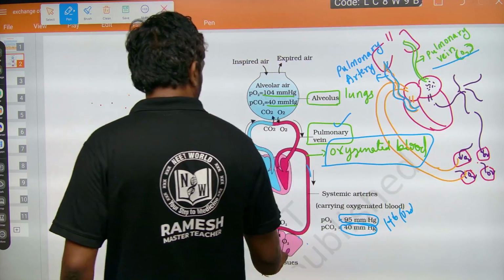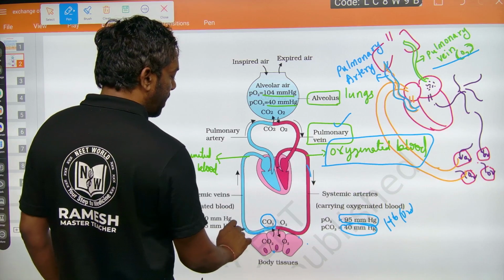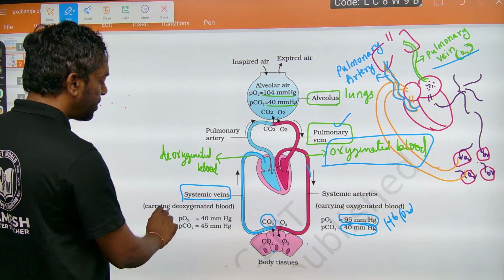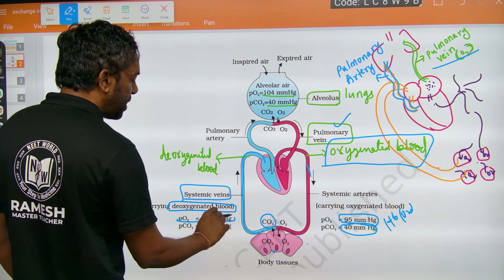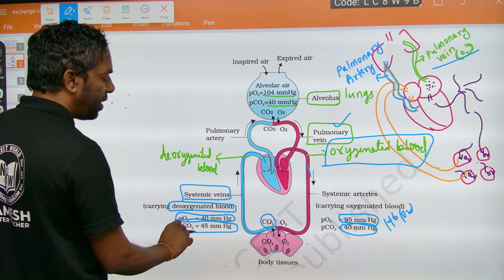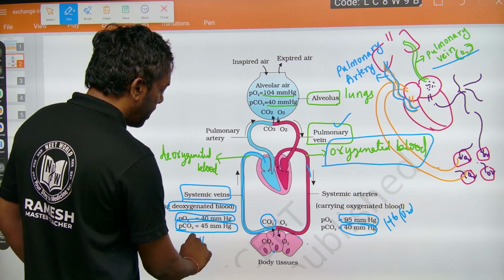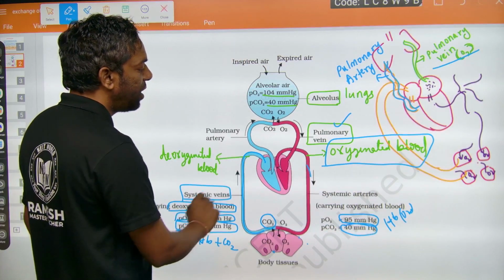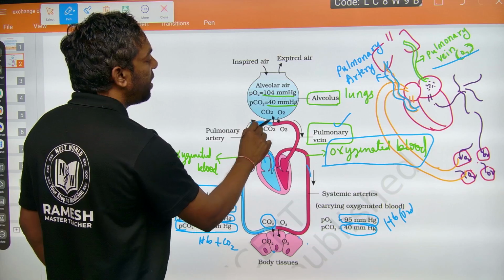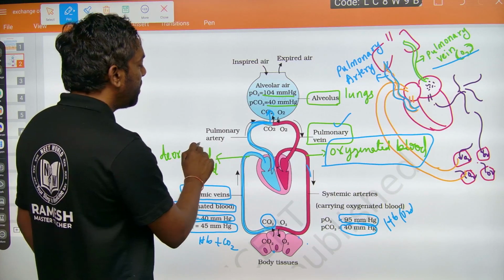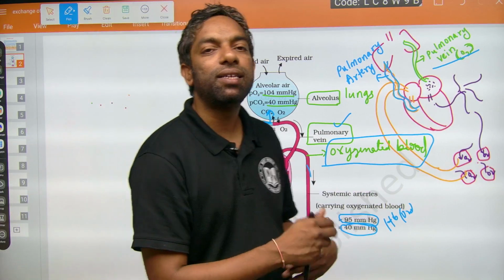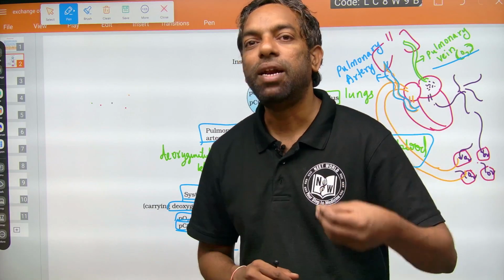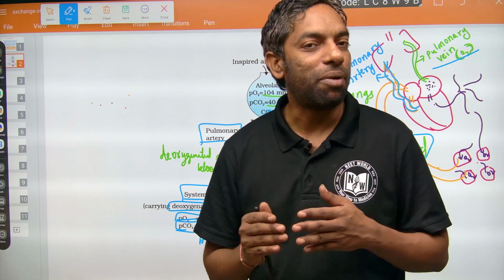Finally the body uses the oxygen and releases the carbon dioxide. They carry it forward through the systemic veins, that is deoxygenated blood. In deoxygenated blood, oxygen partial pressure is 40, carbon dioxide 45. That's why the hemoglobin here carries carbon dioxide, and into the heart. From the heart, deoxygenated blood is carried into the lungs through the pulmonary artery. This is the exchange of gases between the atmosphere and lungs, from the lungs to blood, blood to tissue. There is an exchange of gases, carbon dioxide and oxygen.